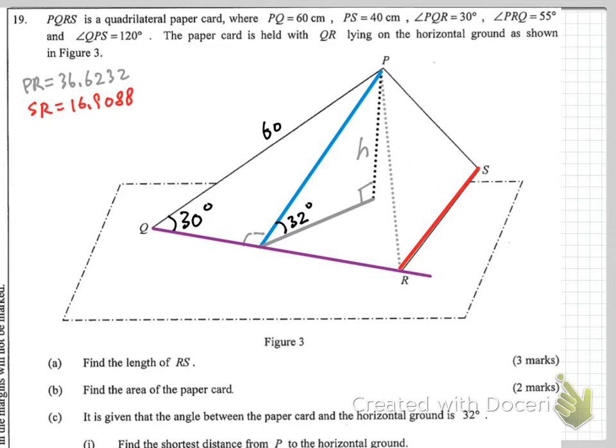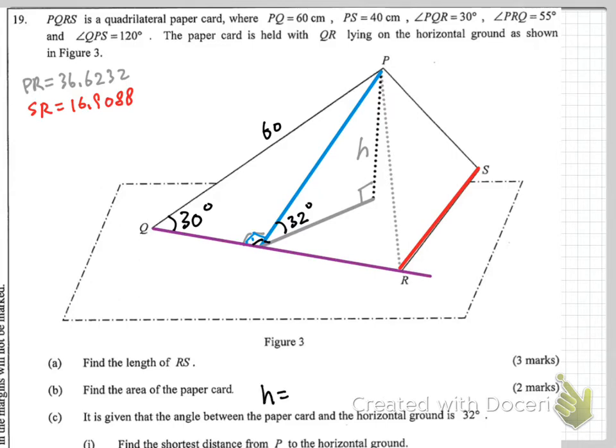On the common line, we draw perpendiculars. We draw the perpendicular like the gray one, perpendicular to the purple line. Also, we can draw the blue one that is perpendicular to the purple line as well. And the shortest distance from P to the ground level will be this H, this dotted distance behind the cardboard. If you can get the blue line, then you can use the sine ratio to get H.